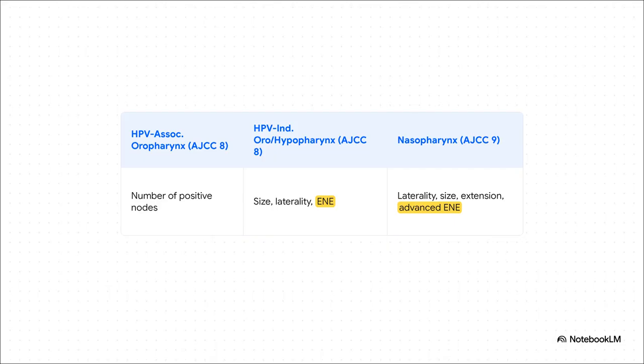Think of this table as your ultimate cheat sheet for figuring out the pN category. For an HPV-associated oropharyngeal cancer, it's actually pretty simple. It's all based on the number of positive nodes. That's it. But for HPV-independent and hypopharyngeal tumors, it gets more complex. You need to factor in the size of the nodes, whether they're on one side or both, and of course, the presence of ENE. And then there's nasopharynx under the new AJCC 9 rules, which is different again, looking at laterality, size, if it extends below the cricoid, and even a concept of advanced ENE.